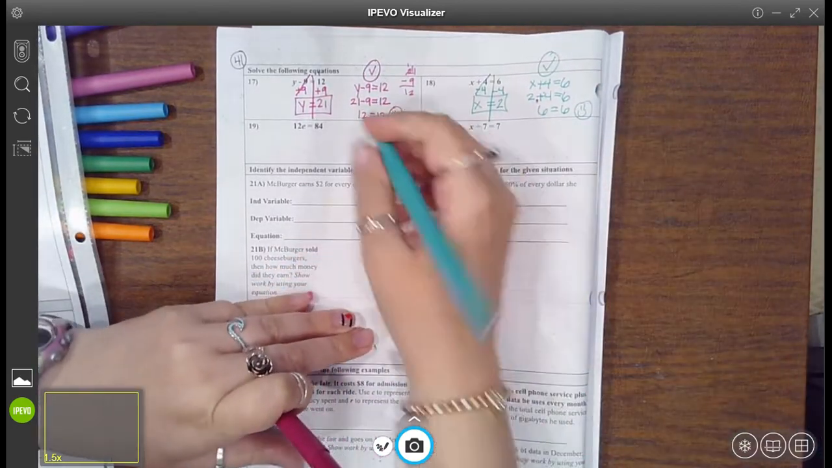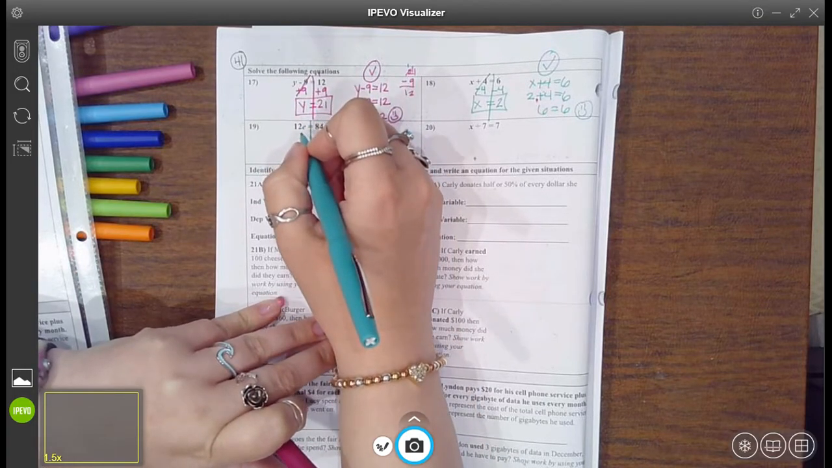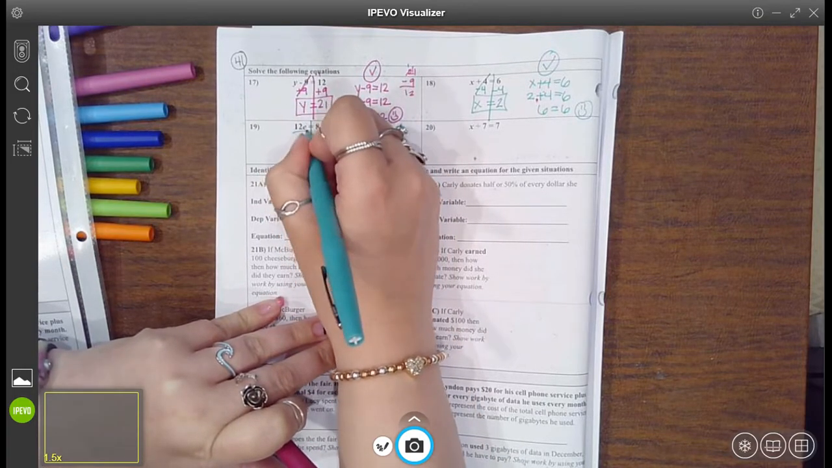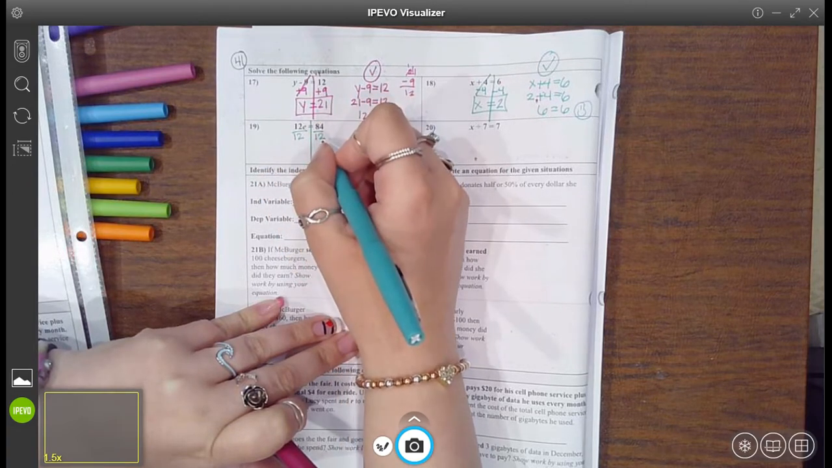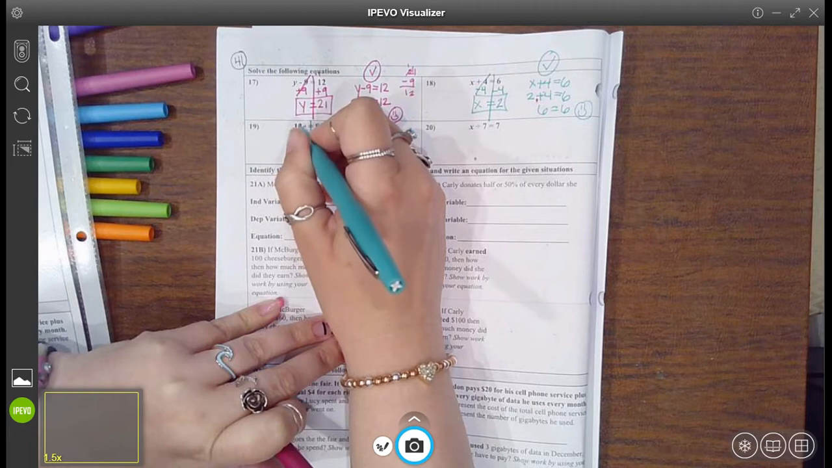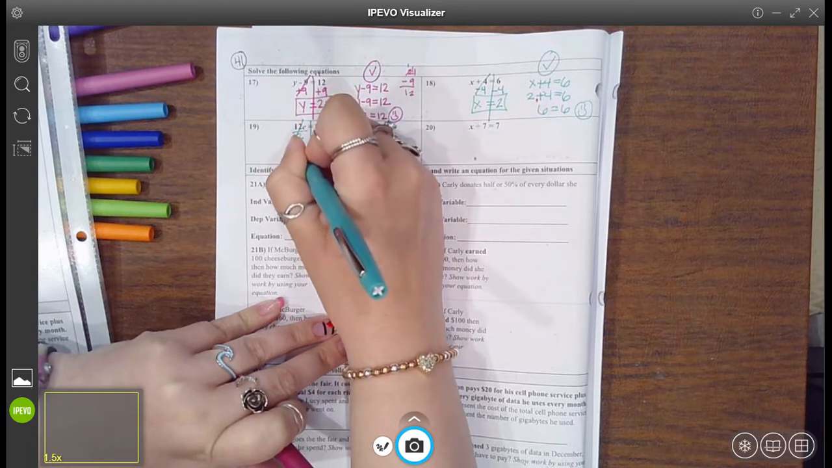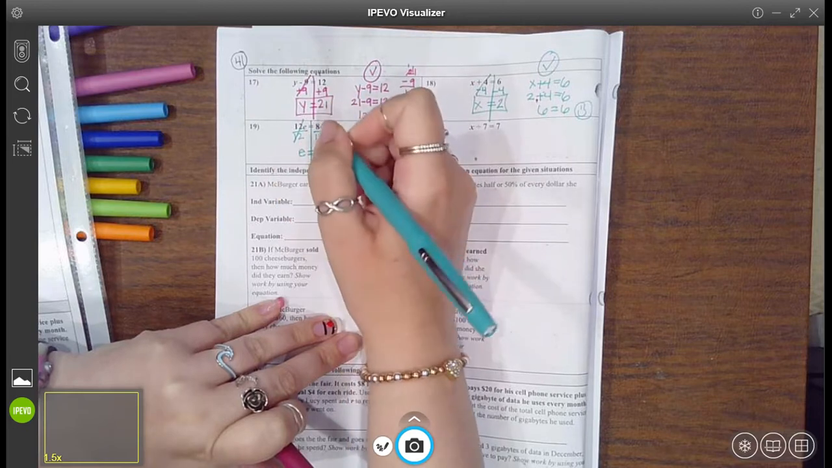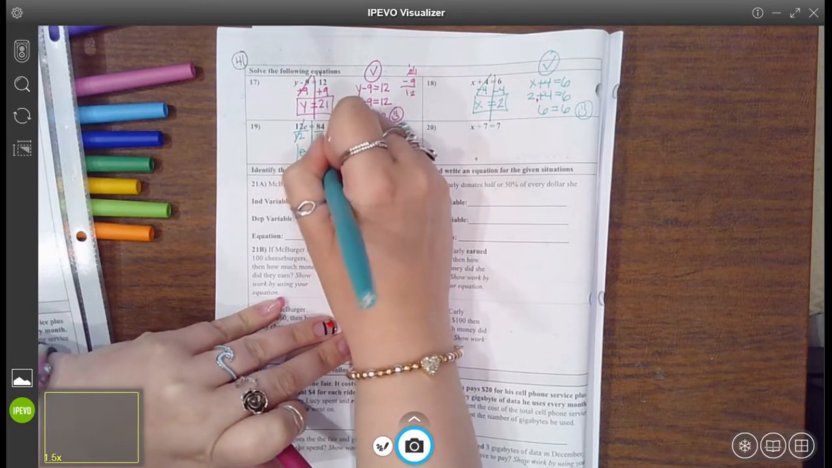Okay. For this one, 12 is being multiplied with the e. What's the inverse of multiplying? Dividing by 12. Whatever you do to one side, do to the other. I did that because 12 divided by 12 is 1. So you have 1 times e. It's just e. You got e by itself. 84 divided by 12 is 7.